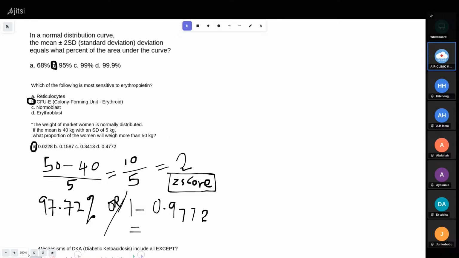Which of the following causes of hyperparathyroidism does not respond to increasing calcium levels? Parathyroid adenoma, amyloidosis, hypercalcemia of malignancy.